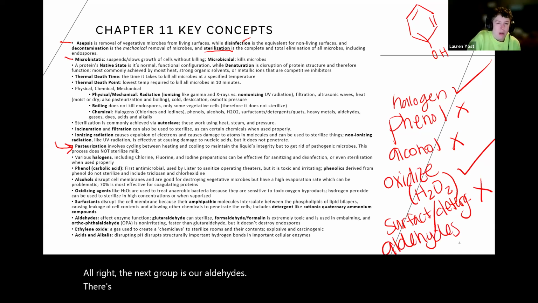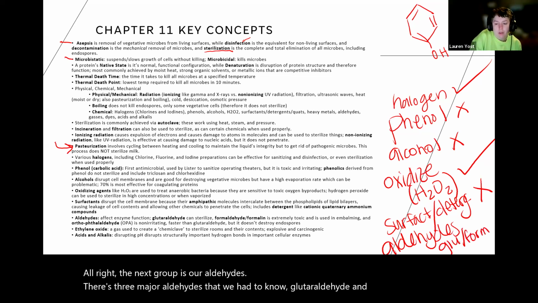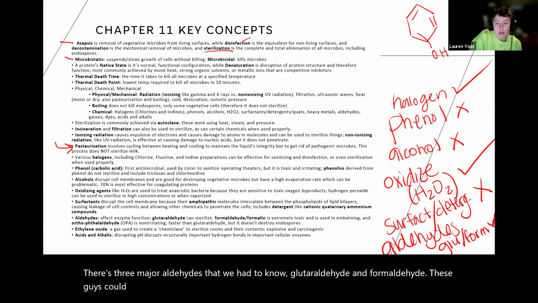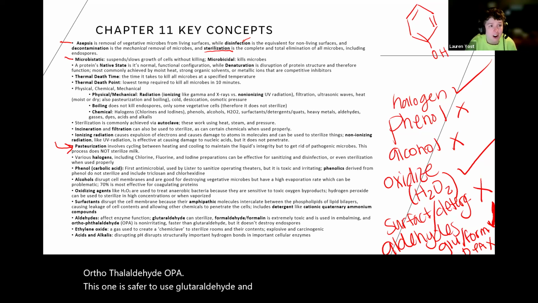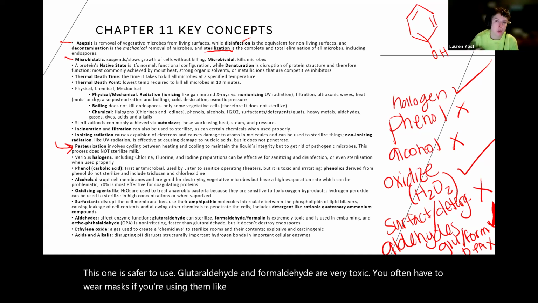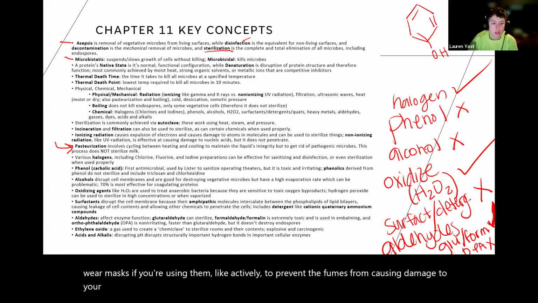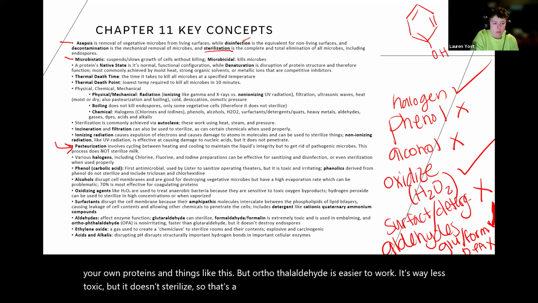All right, the next group is our aldehydes. There's 3 major aldehydes that we had to know: glutaraldehyde and formaldehyde. These guys could sterilize if they're used in the right circumstances. This is definitely a check mark here. The other one, orthophthalaldehyde, OPA, this one is safer to use. Glutaraldehyde and formaldehyde are very toxic. You often have to wear masks if you're using them like actively to prevent the fumes from causing damage to your own proteins and things like this. But orthophthalaldehyde is easier to work. It's way less toxic, but it doesn't sterilize. So that's a downside with that one.